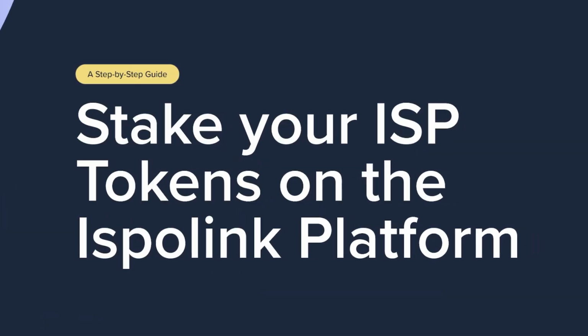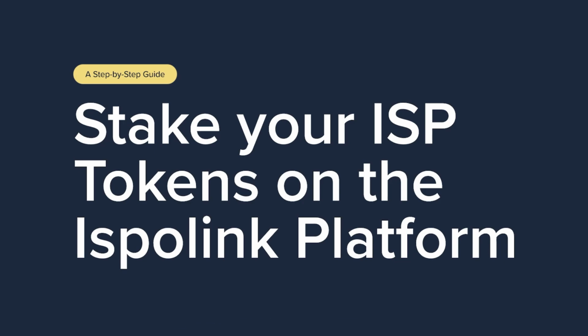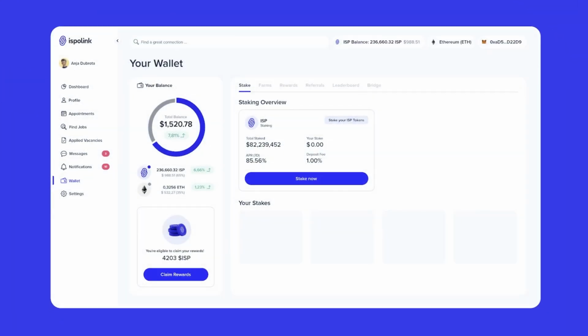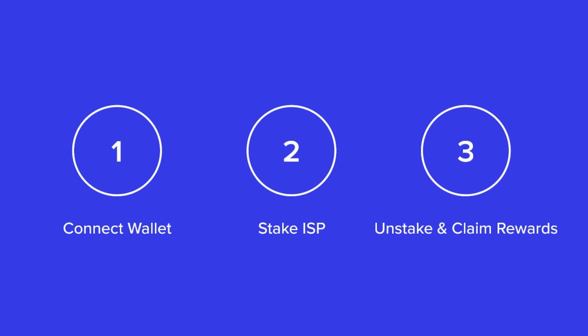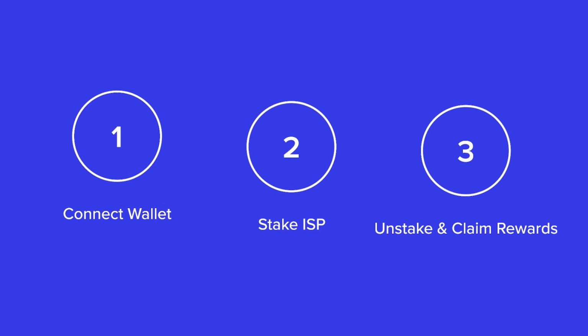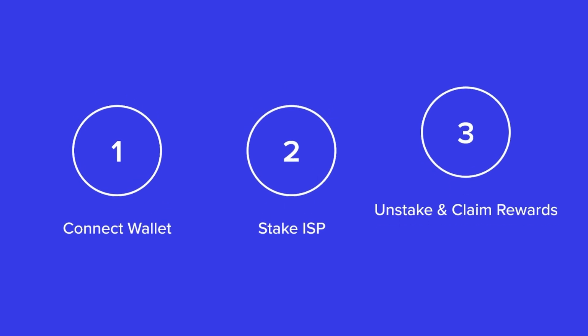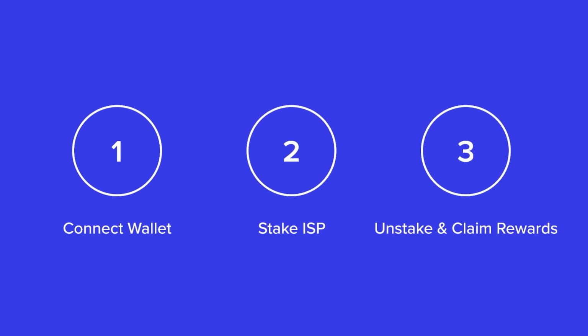In this video, we will show you how to stake your ISP tokens and claim your profits on the Ispolink platform. There are 3 steps we need to take. First, connect your wallet to the Ispolink platform. Then, put your tokens to work by staking them. And in the end, unstake your tokens and claim your rewards.